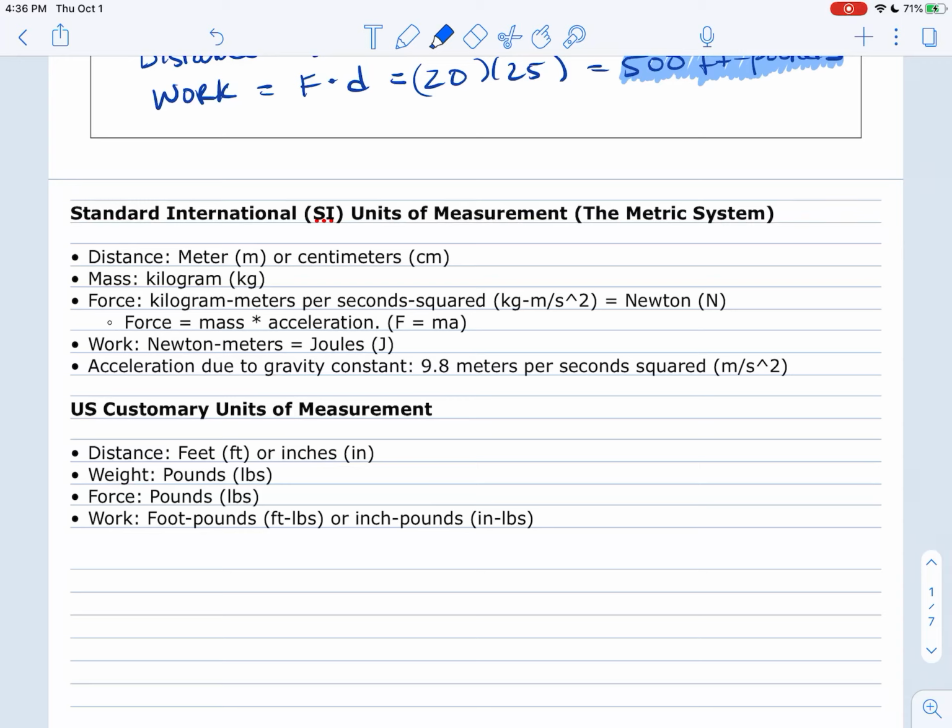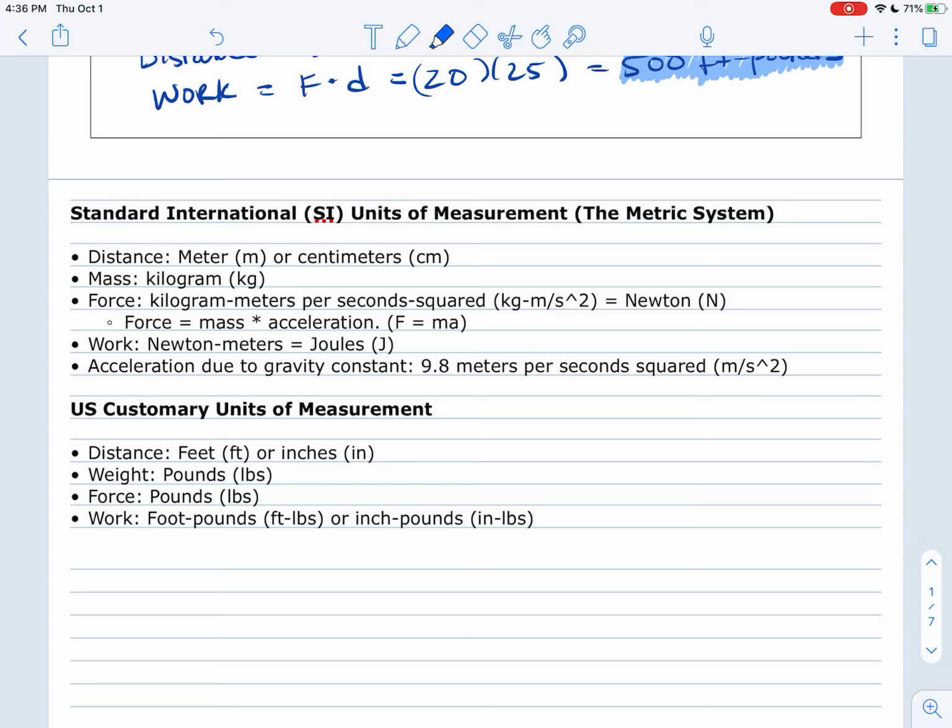Work is force times distance, so it would be newtons times meters, and that has a new unit of measurement called the joule. The acceleration due to gravity constant on Earth is 9.8 meters per second squared, and don't forget to multiply your kilograms by that if you need a force value in your applications.